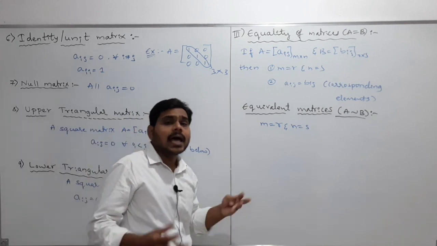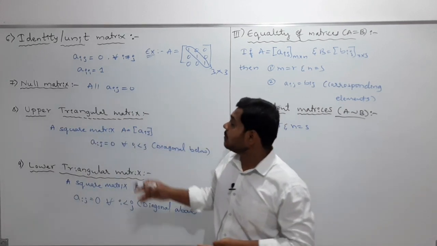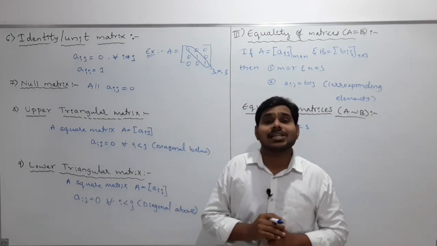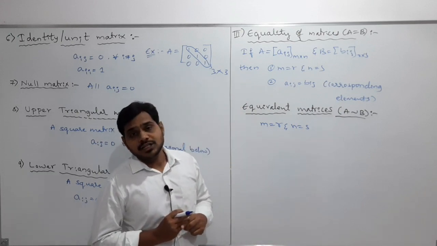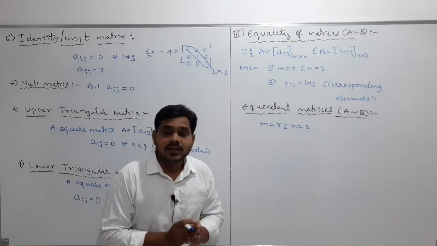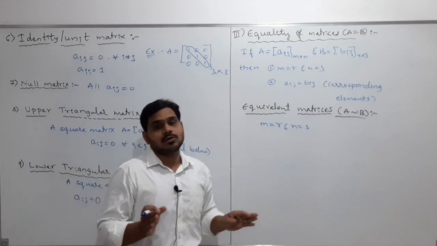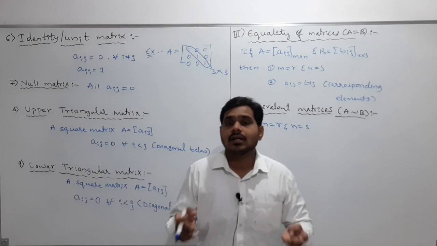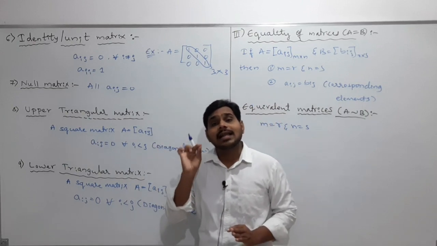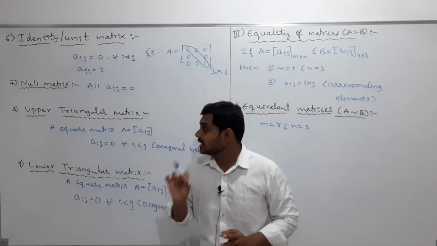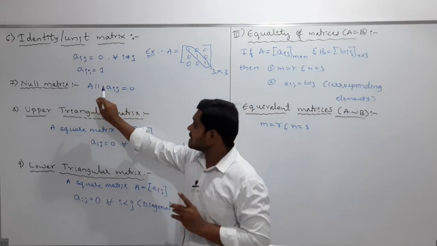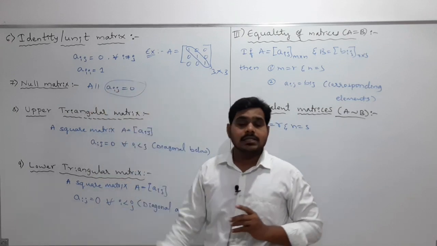Null means empty. Clear? So a null matrix can also be called a zero matrix. So what is a null matrix, my dear friends? The name itself indicates that it is a matrix in which all the elements are 0. It does not matter whether diagonal or non-diagonal. Simply if all the entries or elements of the matrix are 0, then we can call it a null matrix. That's why I wrote here all aij should be equal to 0.